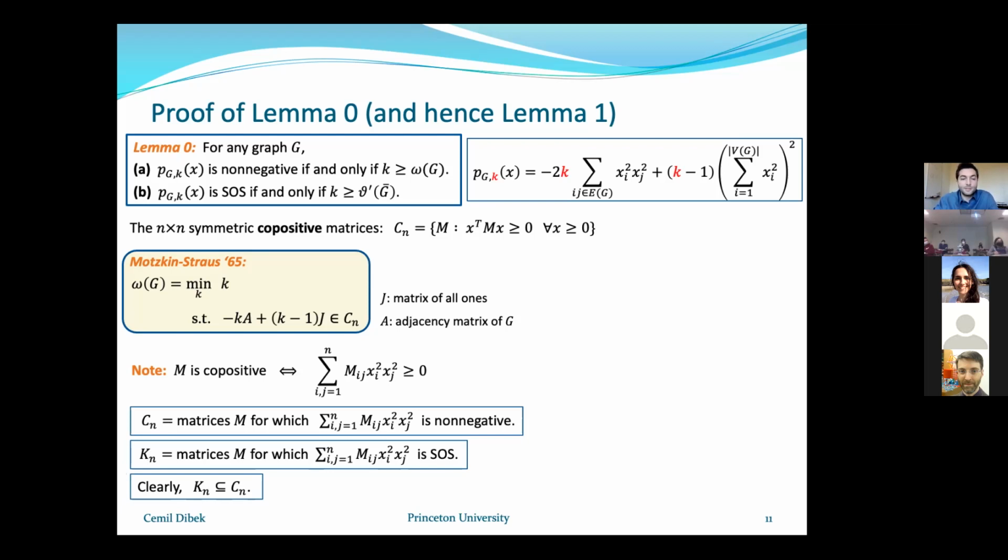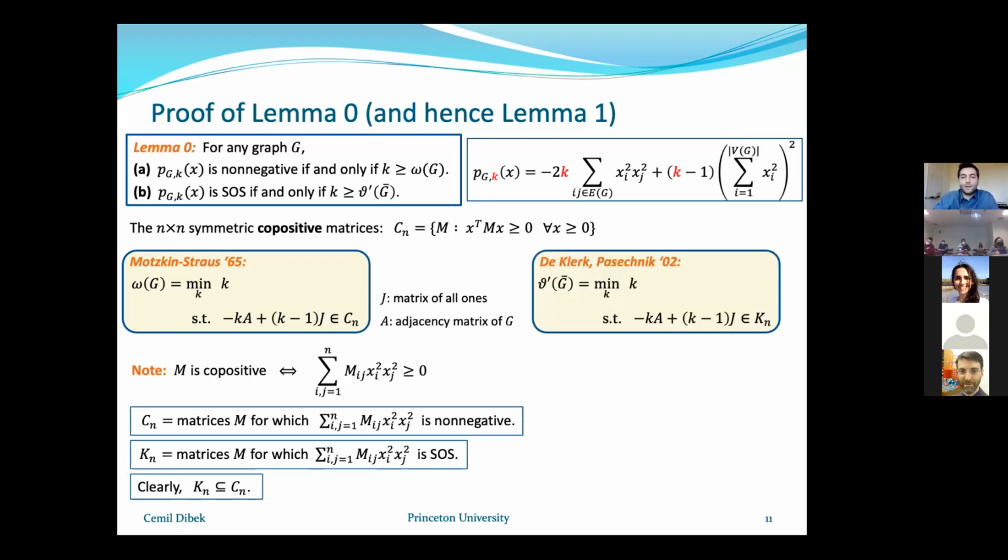Then the question is, if you go back to the Motzkin-Straus theorem and replace this C_n with K_n, a smaller subset of C_n, what do you get as an optimal value? And that was shown by de Klerk and Pasechnik. You get exactly the Schrijver number.